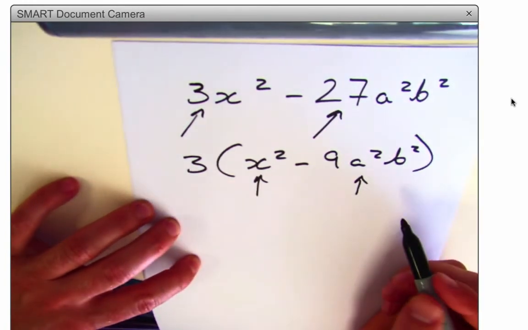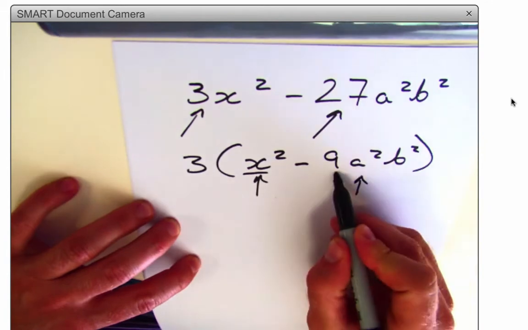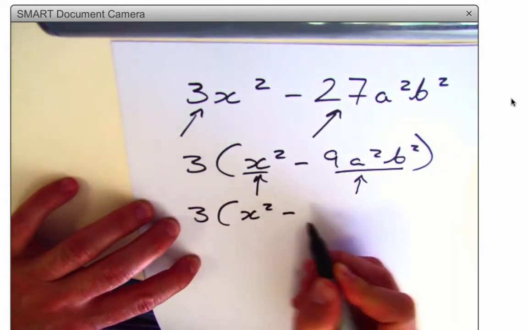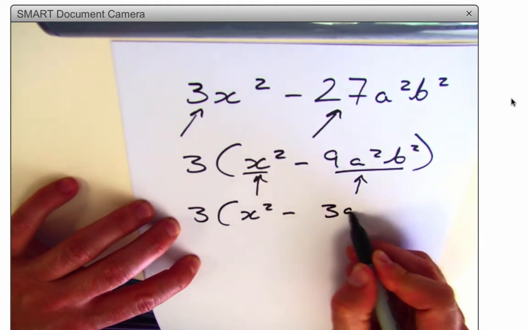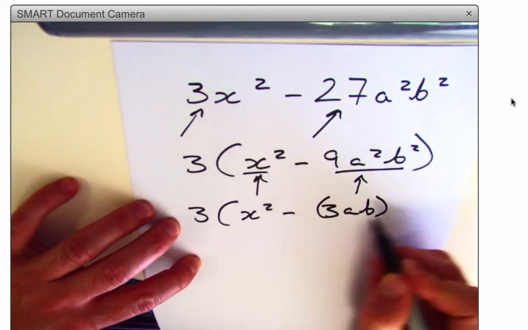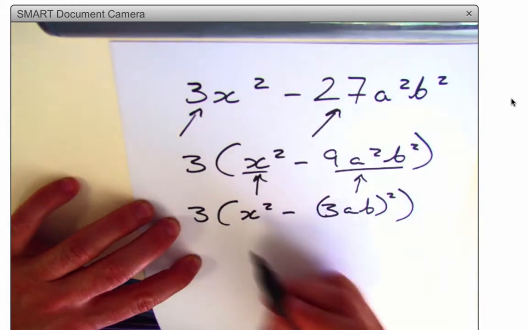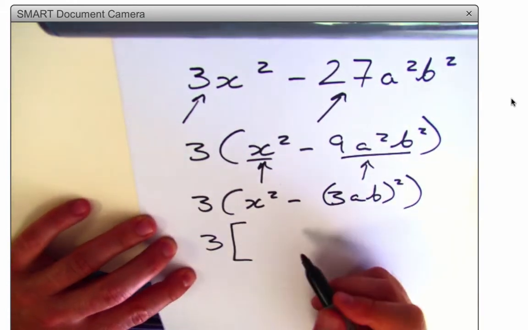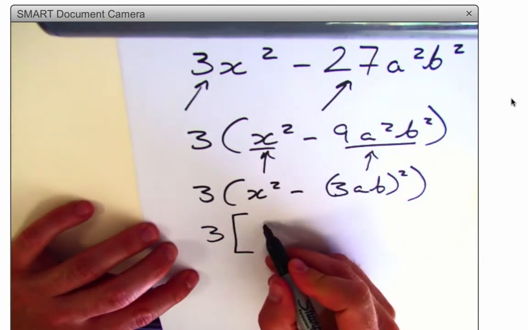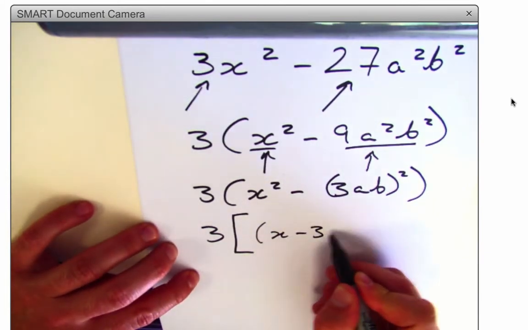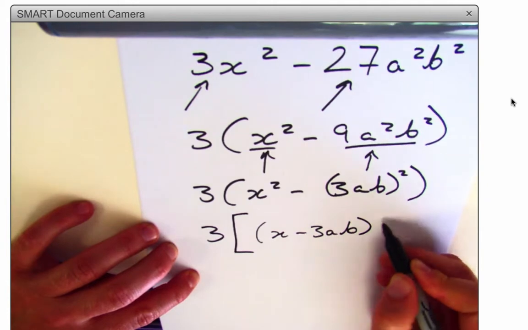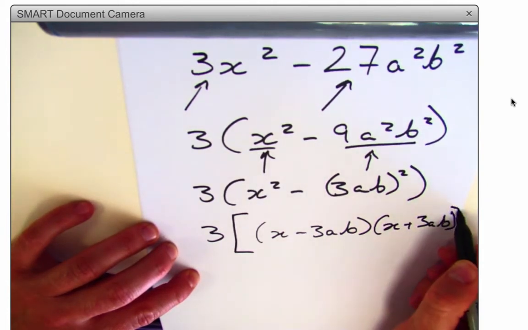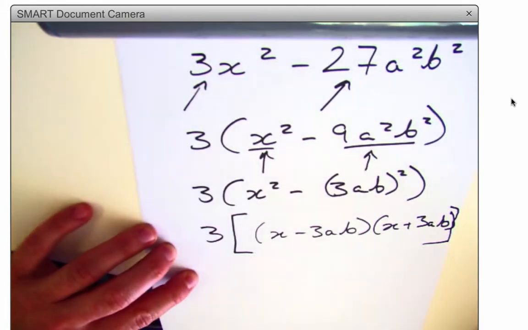So is it a difference of 2 squares? That's a square. This is a square. So yes, it is. I'm just going to rewrite it with the squared numbers so I can see what I'm dealing with. 3ab, that's all squared there. Okay, so it's 3. I'm going to use big brackets because I like to use big brackets when I have small brackets inside. And I have x minus 3ab, x plus 3ab, and I've run out of space, which is silly, but there we go.